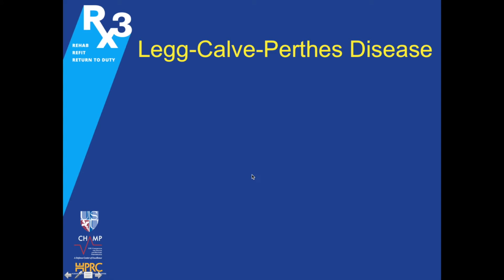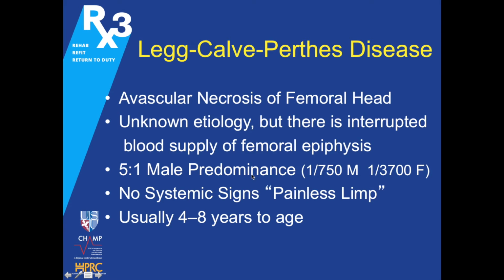So that was toxic synovitis. Again, ruling that out from septic hip was the biggest thing. And then let's move on to the next most common for the 4 to 10 years of age, called Legg-Calvé-Perthes disease. And what is Legg-Calvé-Perthes disease?